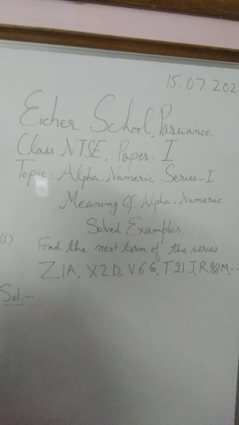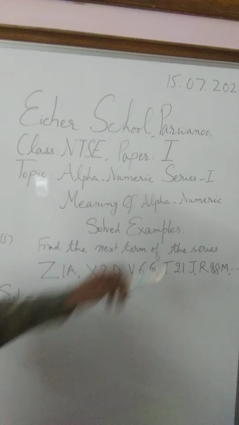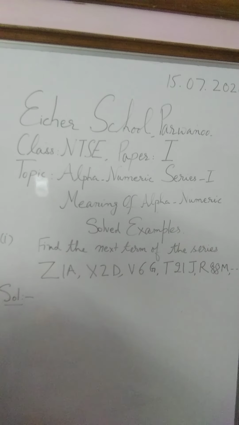Now if we see on the board, we have taken 3 examples and we are now going to solve our first example: find the next term of the series ZIA, X2D, V6G, T21J, R88M. What will be the next term of this series?